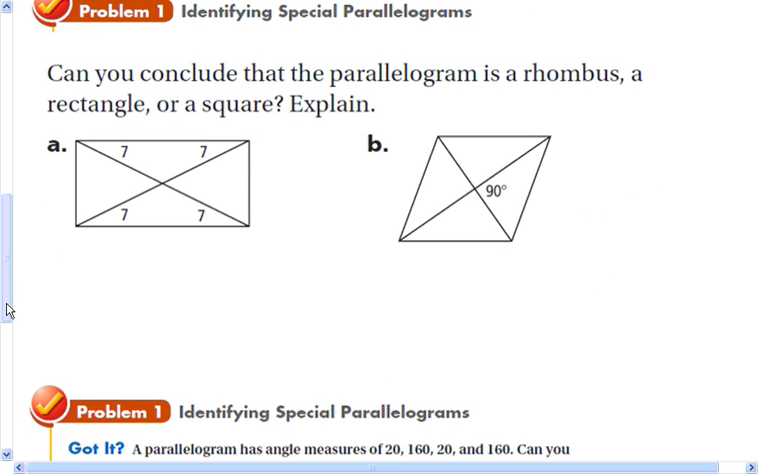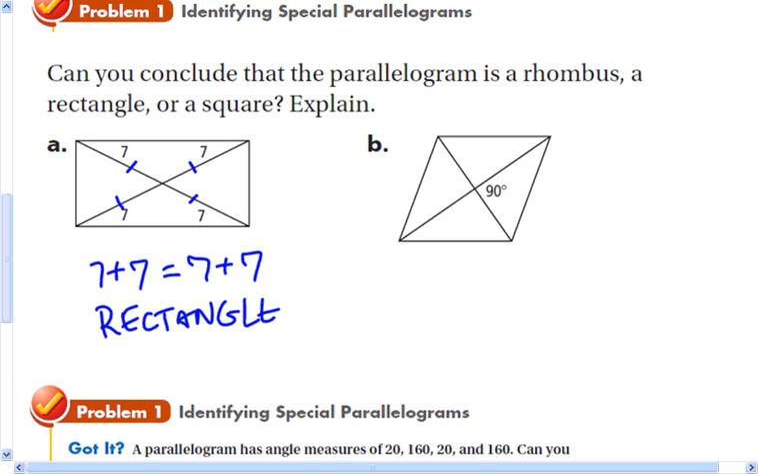All right, problem 1. Can you conclude that the parallelogram is a rhombus, rectangle, or square? Explain. Well, here we have congruent pieces in the diagonal, and they're the same here. So adding 7 plus 7, and both of them equal 7 plus 7, so we can conclude that this parallelogram is a rectangle, because the diagonals are congruent.